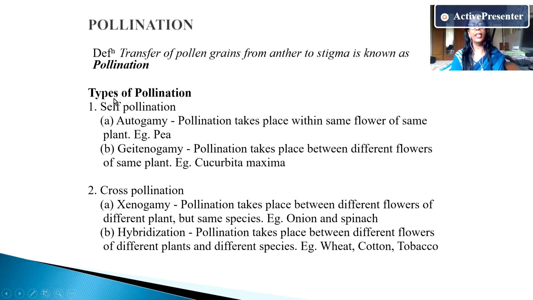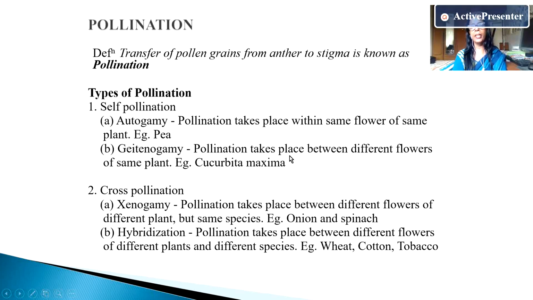The types of pollination are mainly self-pollination and cross-pollination. Self-pollination, from the term itself, we can understand that pollination takes place inside the same flower. It may be autogamy or geitonogamy. Autogamy means pollination takes place within the same flower of the same plant. Example, pea plant. Same flower and same plant.